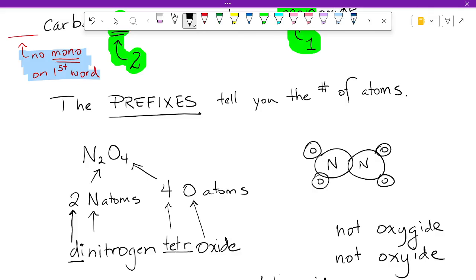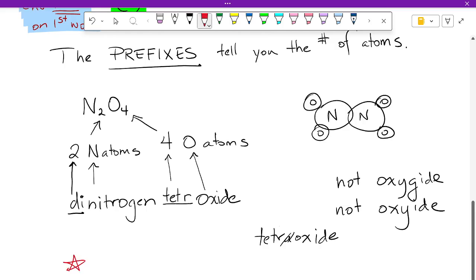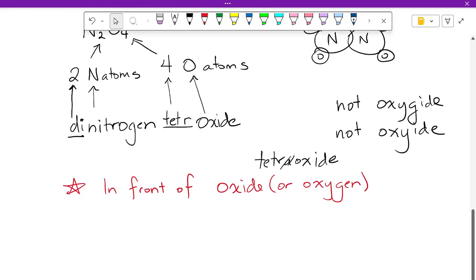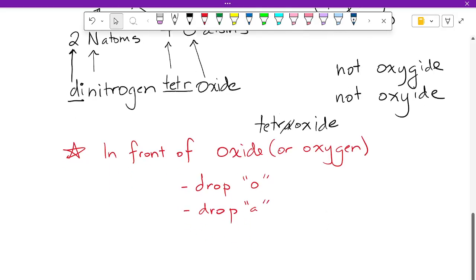Okay, I'll give you another example of that. So the weird little exceptions are that there's no mono on the first word, and the other little weird exception is that in front of oxide or oxygen, we drop the O and we drop the A. We do not drop I. And it's only in front of oxide.